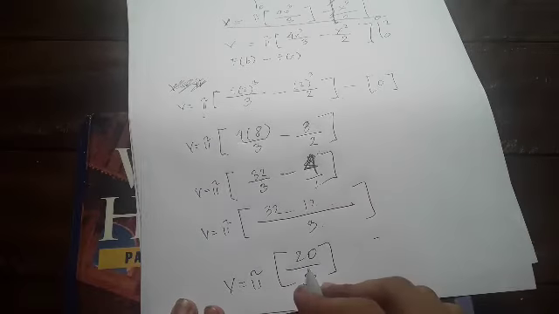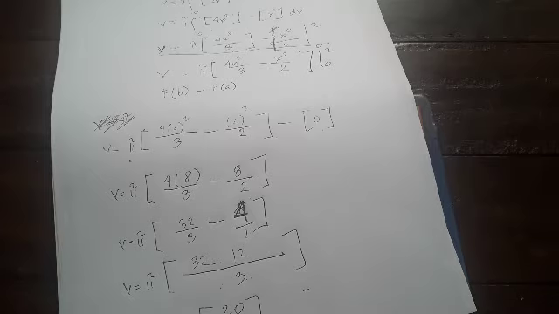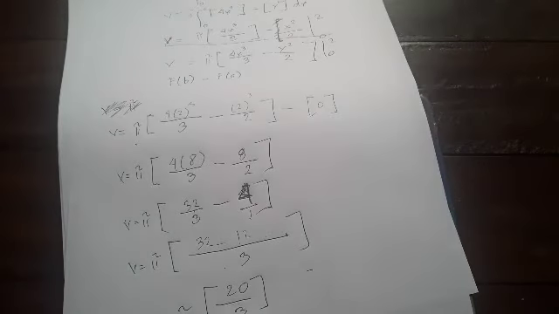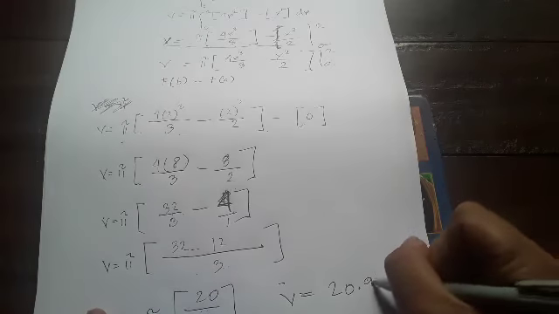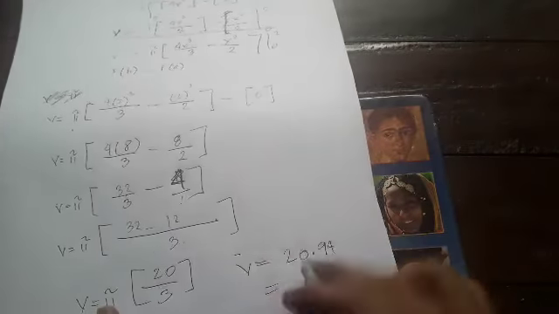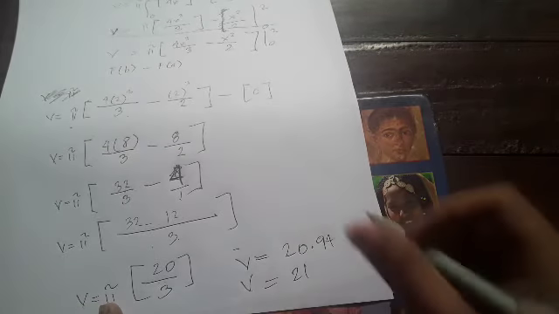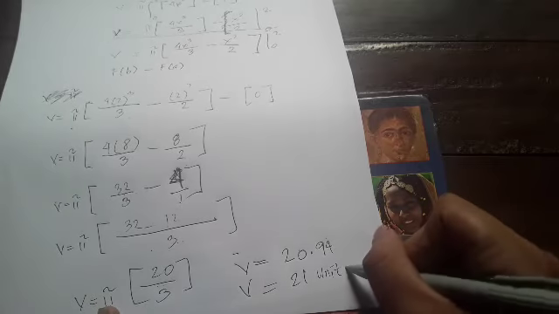So the volume now is V equals pi times this fraction, and we can simplify it by converting into a decimal. 20 over 3 is equal to 6.67 times pi, so the volume is equal to 20.94, or we can simplify this into V equals 21 units cubed.